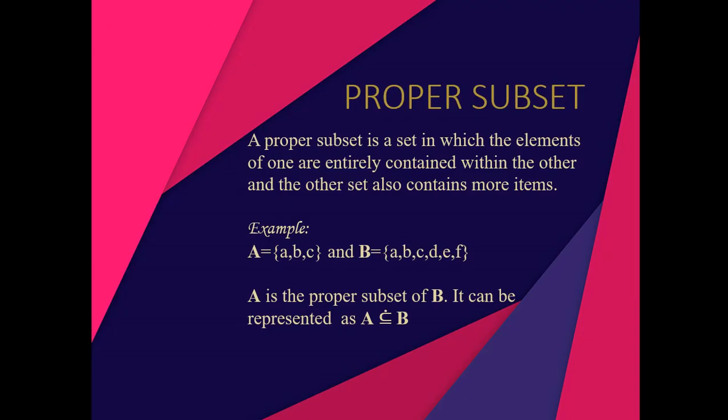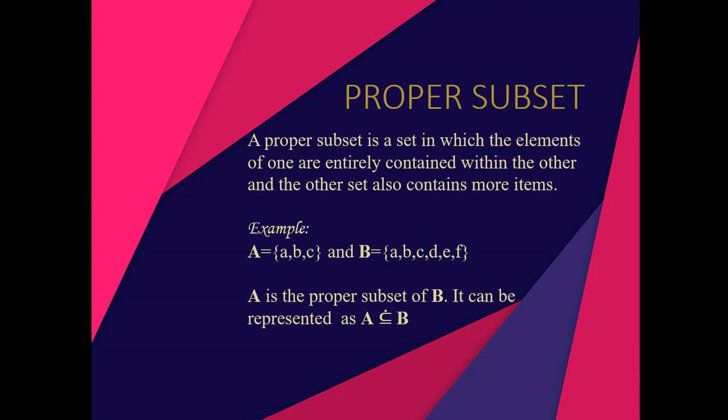Proper subset. A proper subset is a set in which the elements of one are entirely contained within the other, and the other set also contains more items. That is, all the elements are present in another set, but set B also contains some elements which are not present in set A.